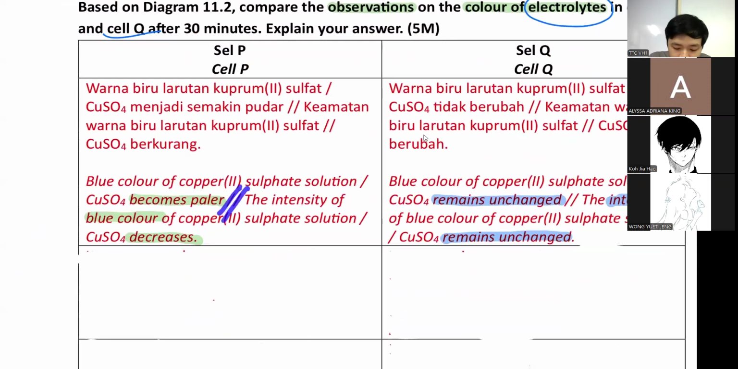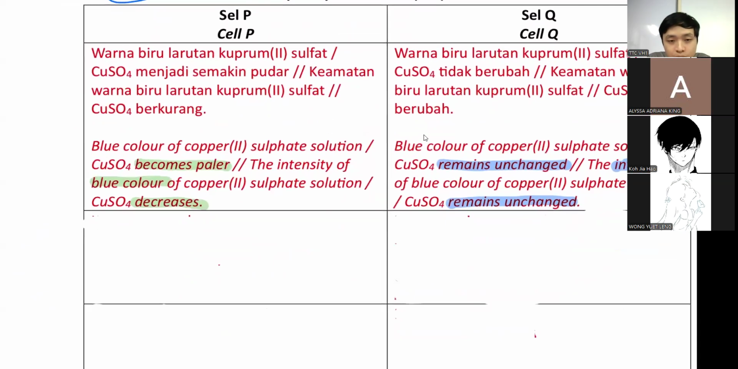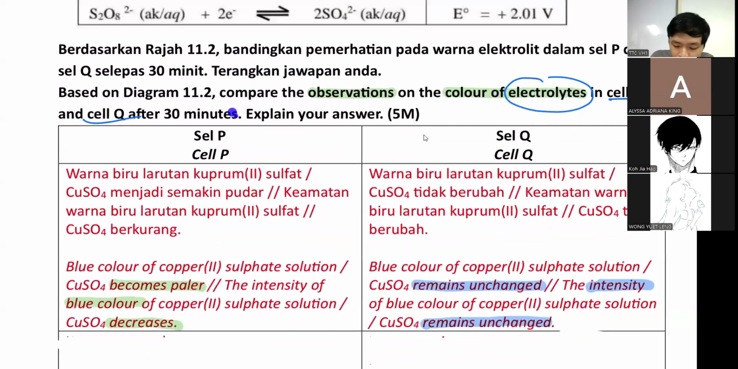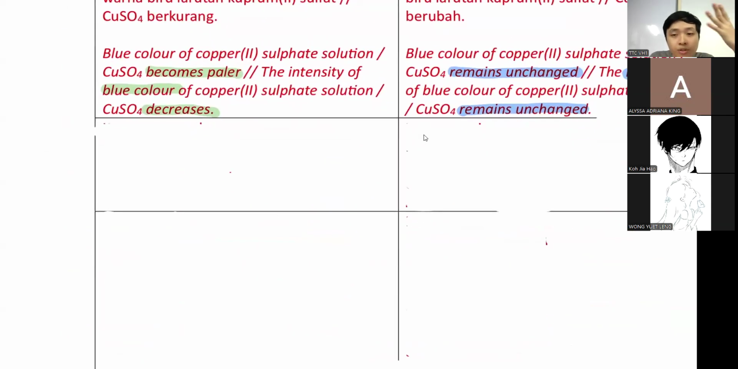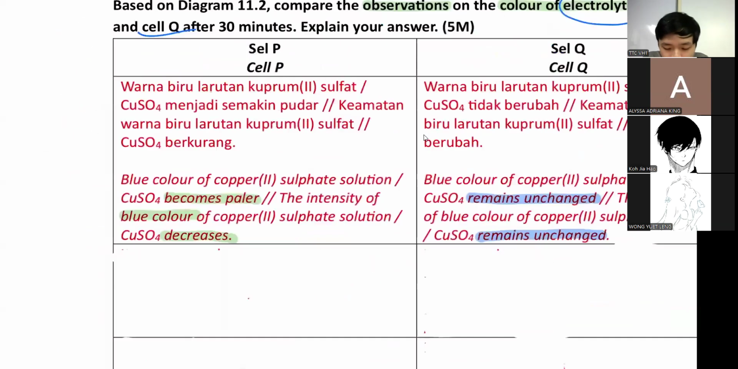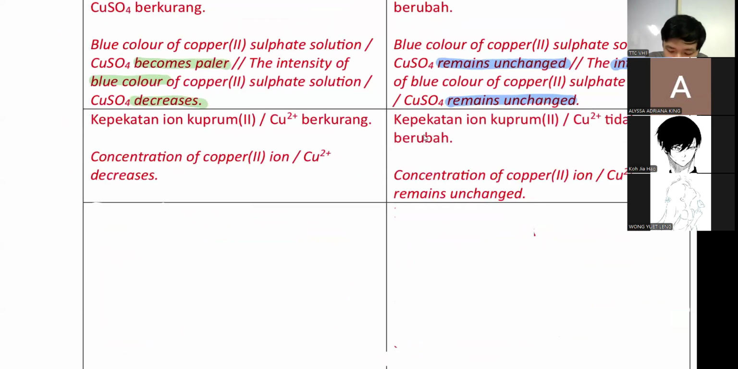You see, a double slash means you write either one. You choose one to write. It's told you just now, right? The answer scheme can have many answers. The reason, they ask you to explain, right? Explain. So the keyword is the concentration of these ions. So the concentration of Cu2+, one side remains unchanged, the other side decreases.